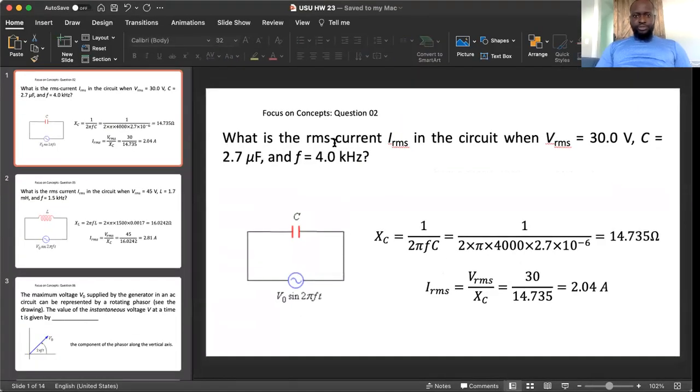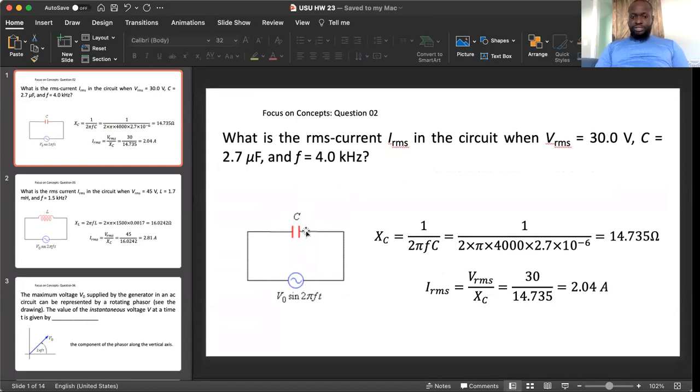So the first problem is focus on concept question 2. What is the RMS, the root mean square current, IRMS, in the circuit when VRMS, the root mean squared voltage, is 30 volts, the capacitance is 2.5 microfarads, and the frequency is 4 kilohertz.